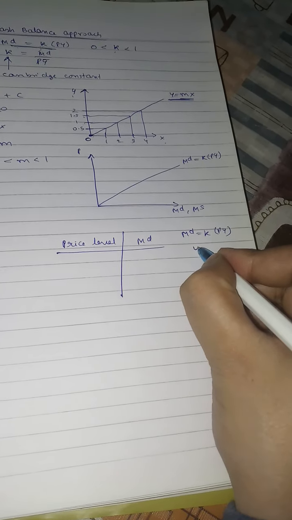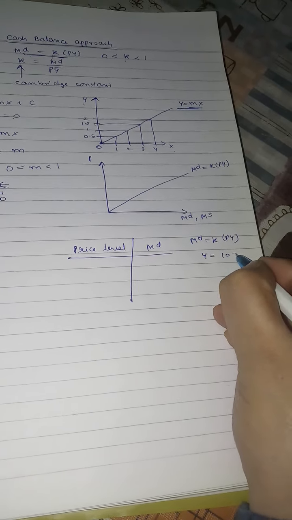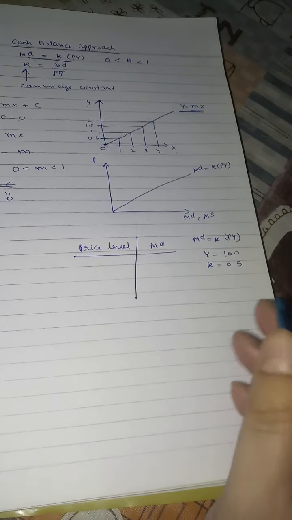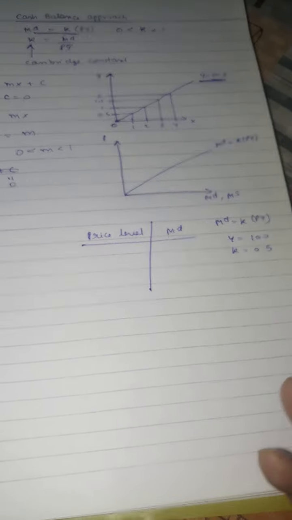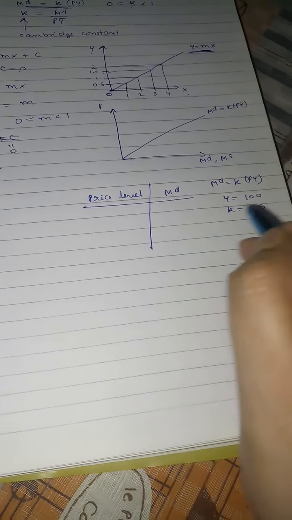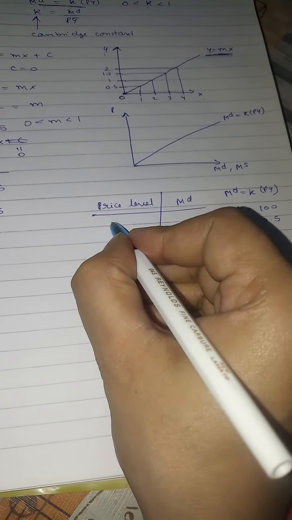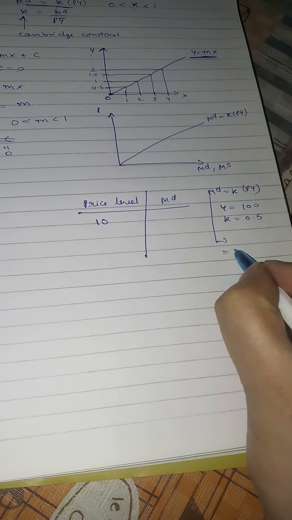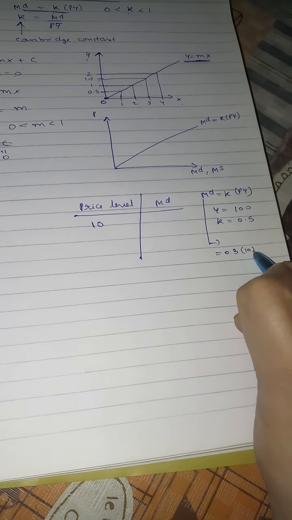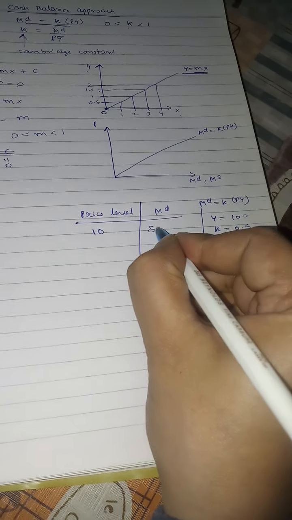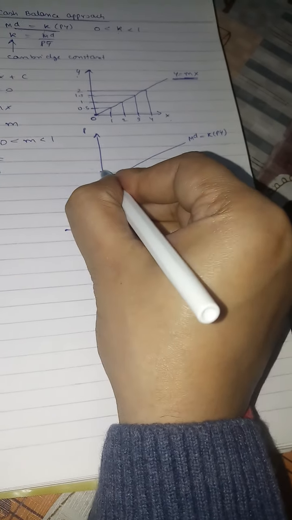So suppose your output is fixed at, say, 100, and the proportion of money that you are demanding for cash balance is 0.5. That means 50% of your money supply you are keeping as a cash balance, and 50 people are using for transaction purposes. Now say the price level is 10. So I have this equation: this is 0.5, this will be 10, and this is 100, so it will be 500. So when price is 10, my money demand will be 500.